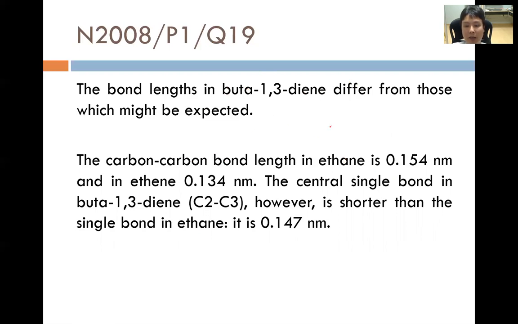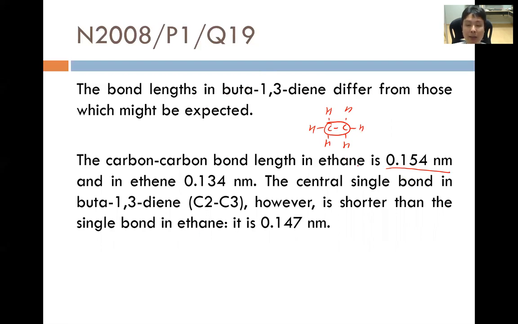Now, we haven't covered ethane, but this is the structure of ethane. So what it's saying is that this C-C single bond is 0.154 nanometer. And one point that I would like to make is that basically if the bond length is shorter, then the bond will be a stronger bond.